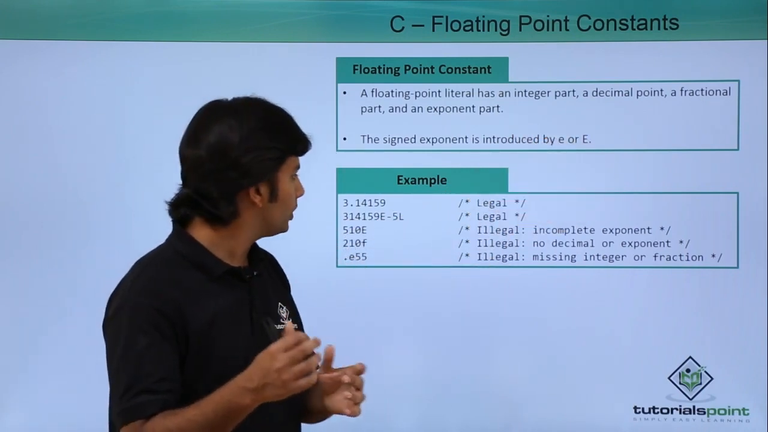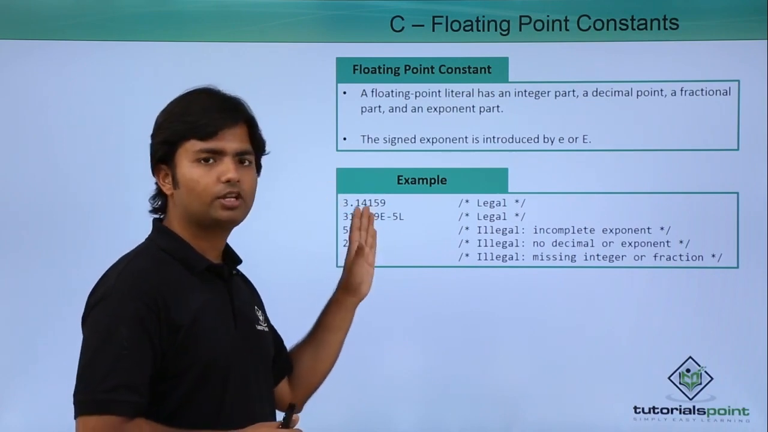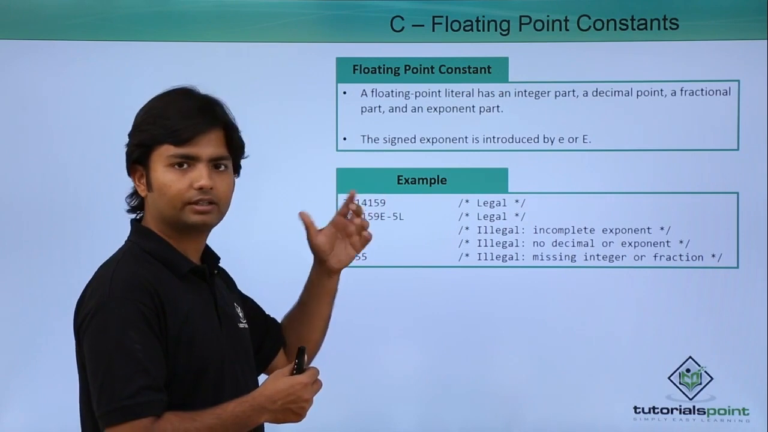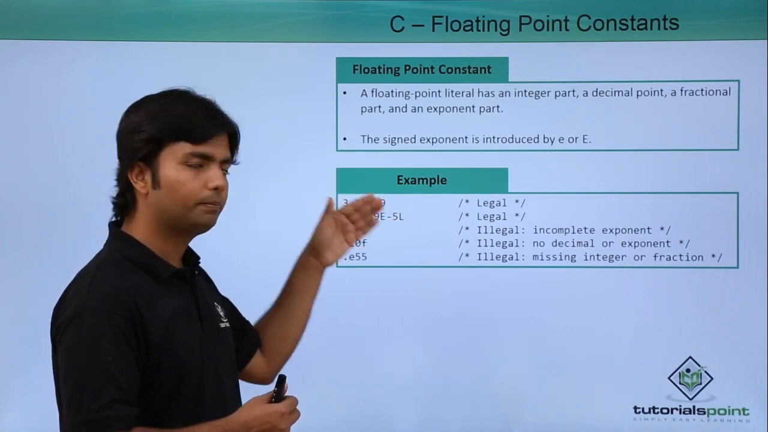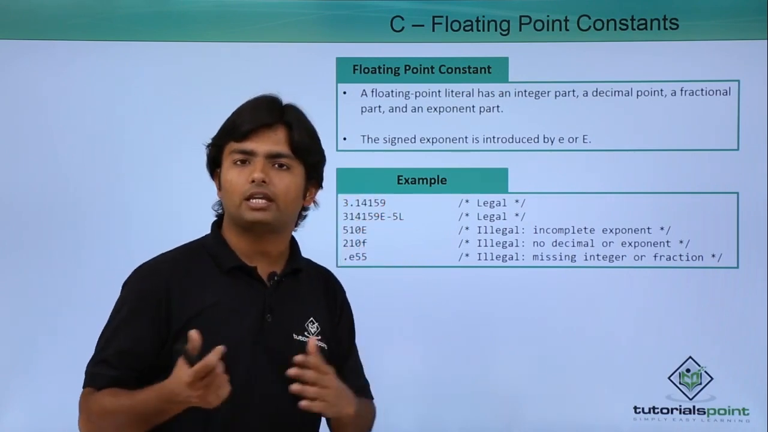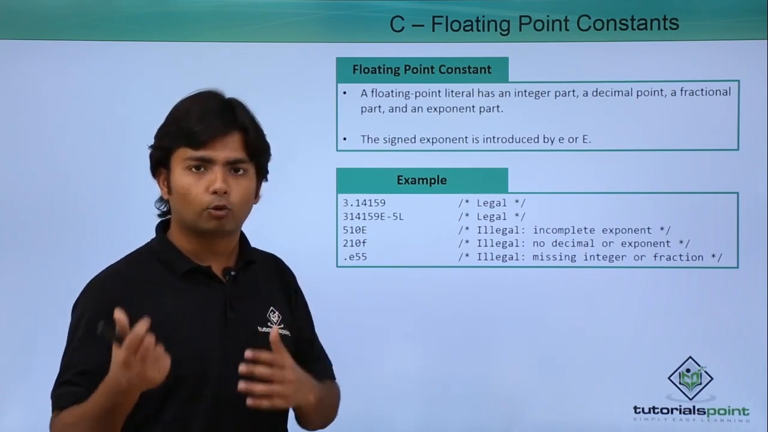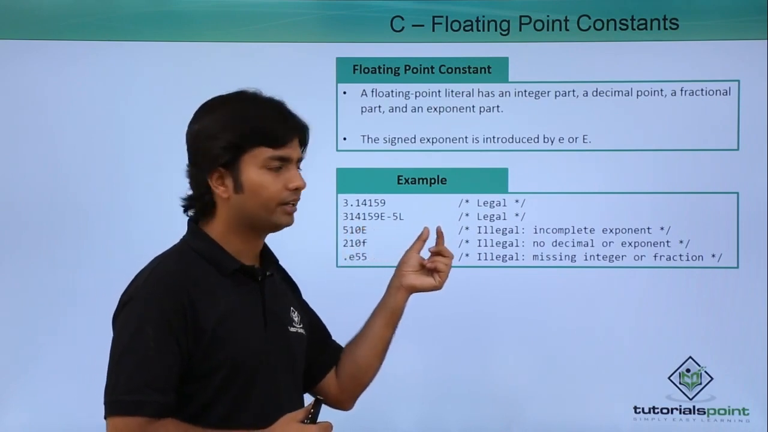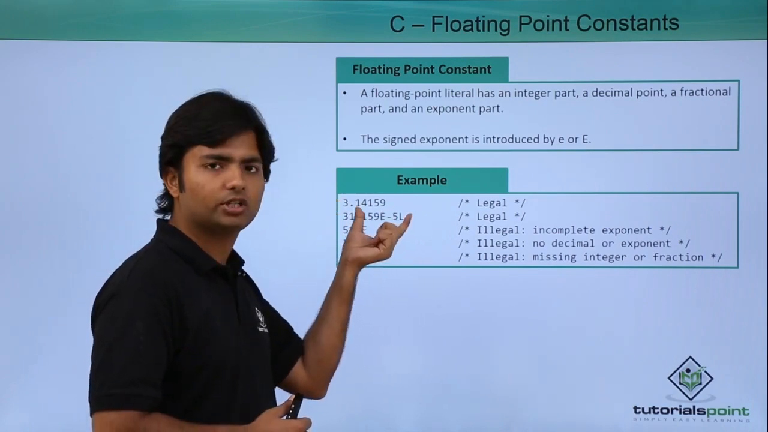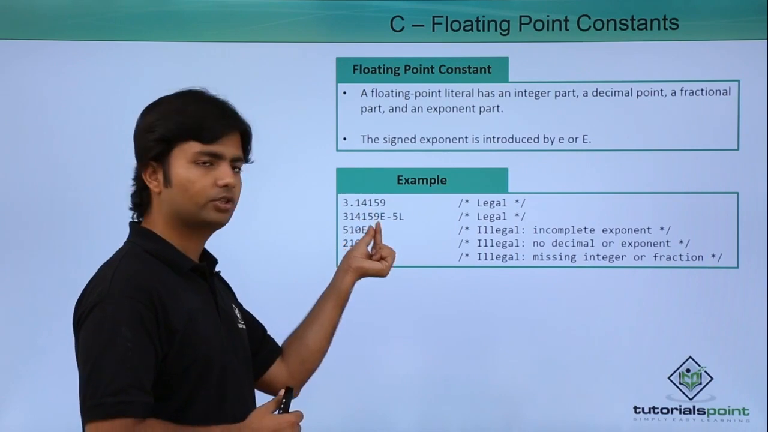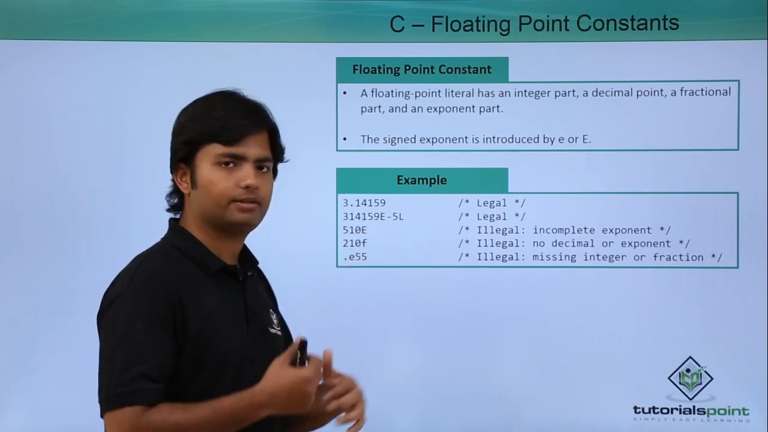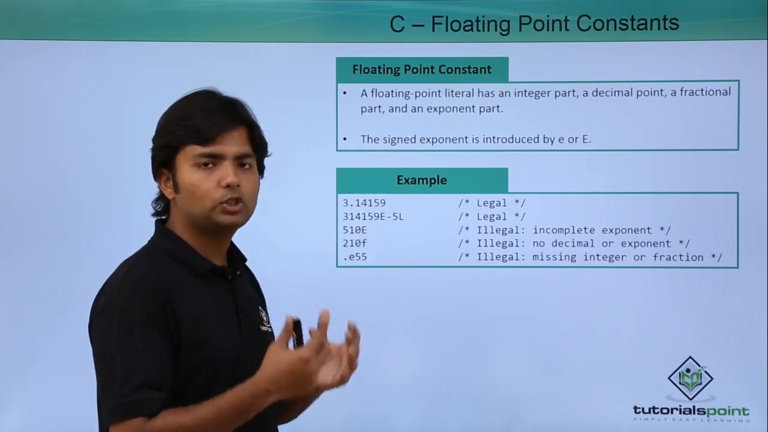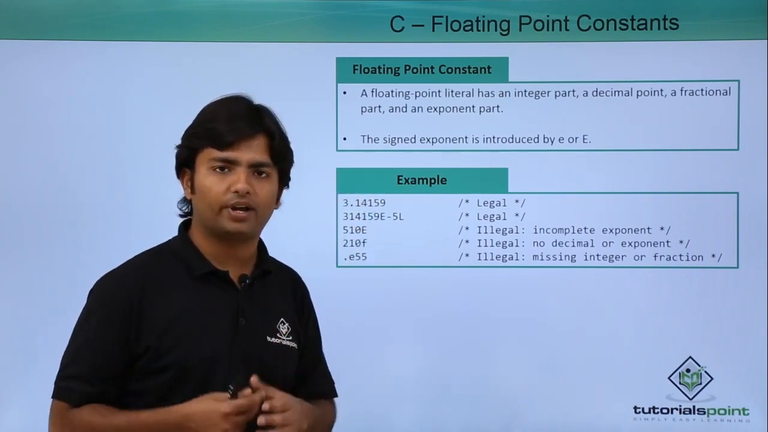So whenever you want to do that, as you can see here, 3.159, that is a fractional number, a decimal number. So you can simply assign such values to any floating value. Similarly, here you can find a combined exponential expression, where E is mentioned and L, that means long. So it is a complete exponential form which you can assign to any floating value.